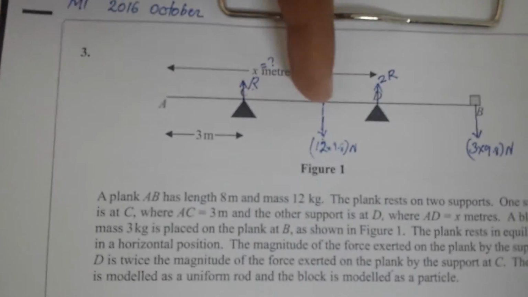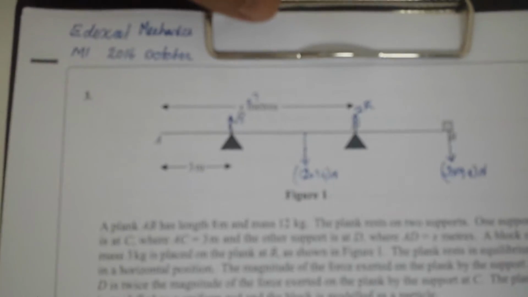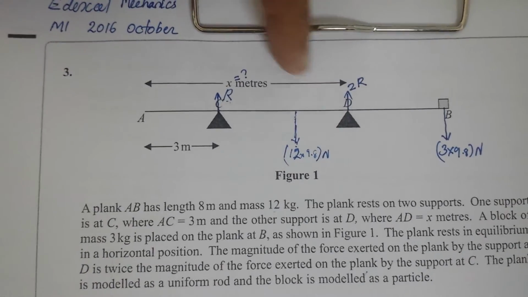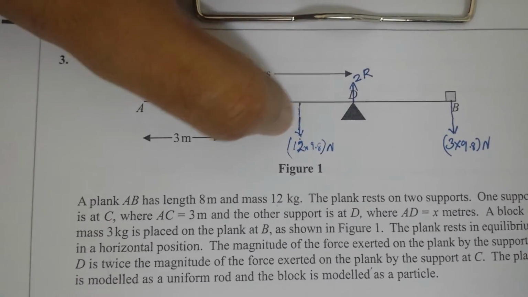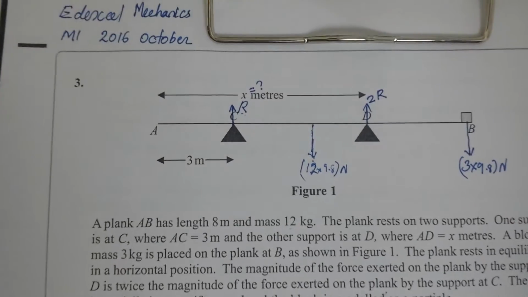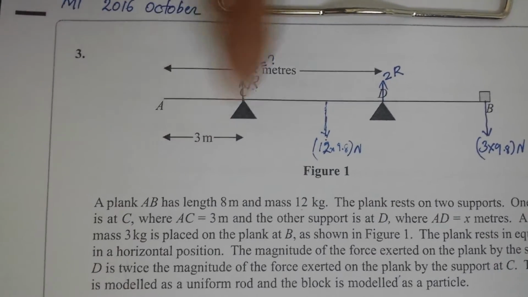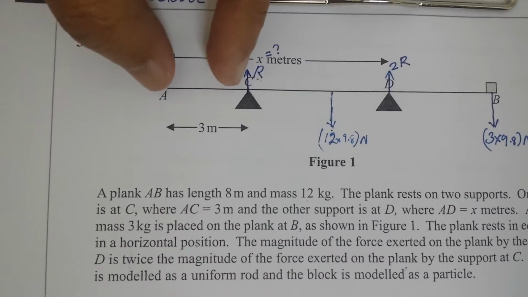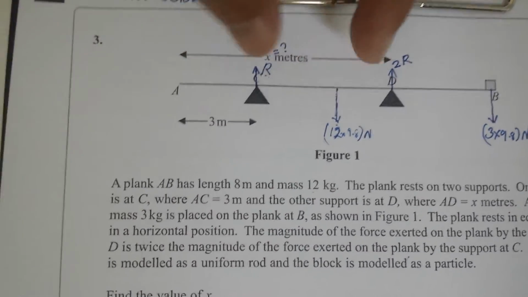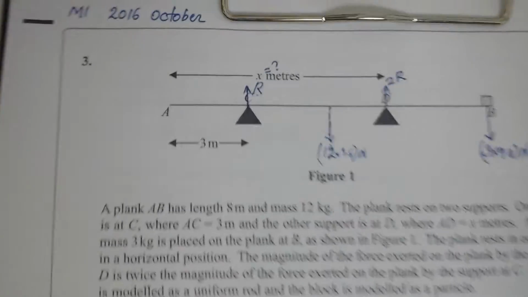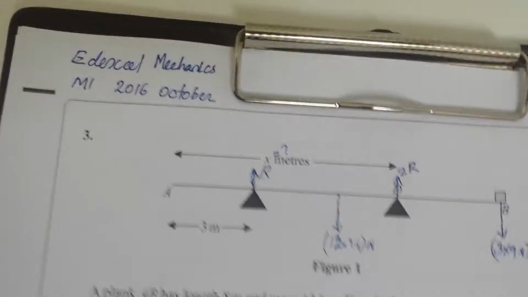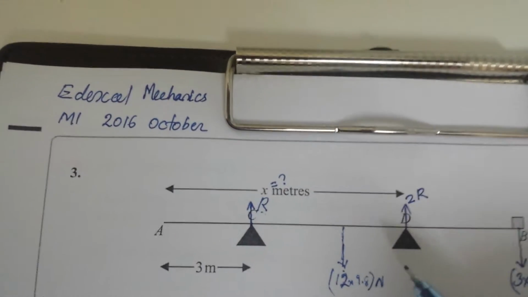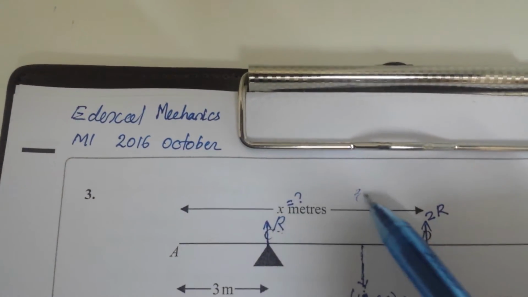The clockwise moments are due to this force and due to this force, that is, the weight of the objects. And the anti-clockwise moment is due to this force. So here, for the clockwise moment due to the weight, we know these distances. The total length of the plank given in the question is 8 meters, this is 3 meters, so this is 4 meters, so this is 1 meter.